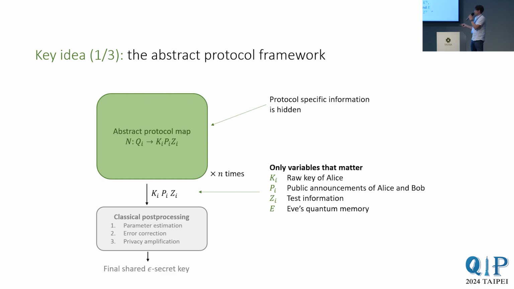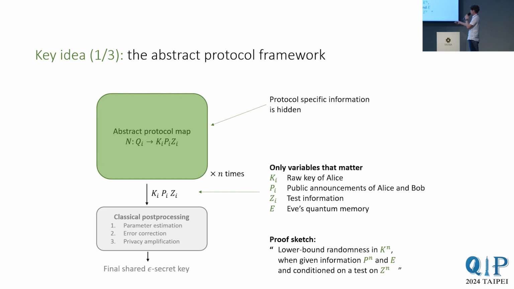If you don't believe me that the whole security can be reduced to these 4 quantities, consider the following sketch of a security proof. We want to lower bound the randomness in the raw key, conditioned on the information available to Eve, her quantum memory, and the public announcements that were revealed later on. And we want to condition this bound on a test on Z. So all the quantities we need are available in this map.